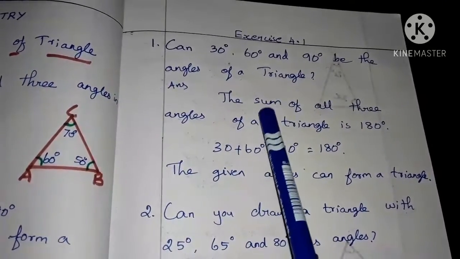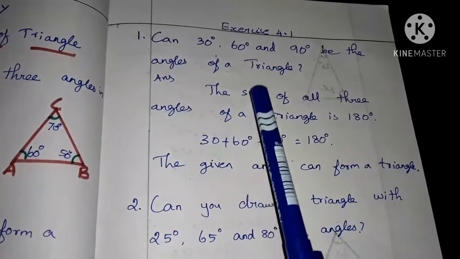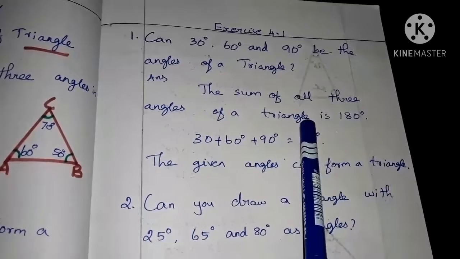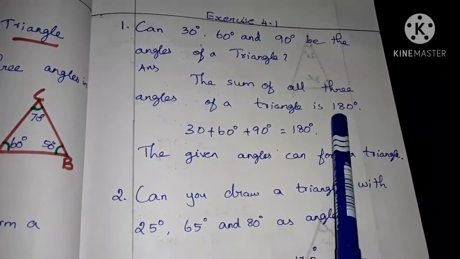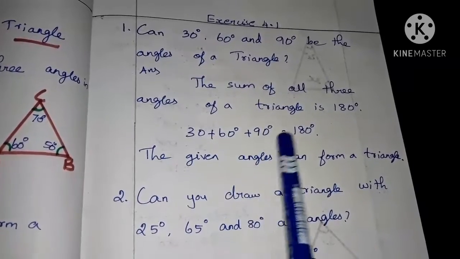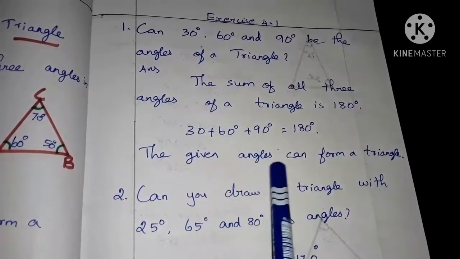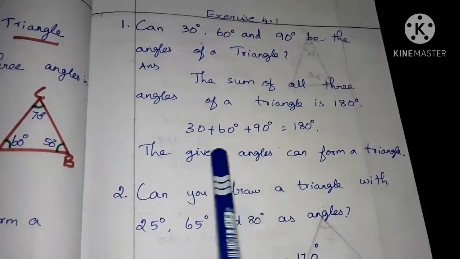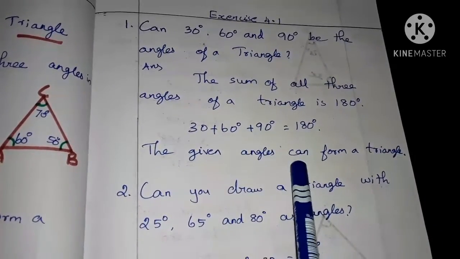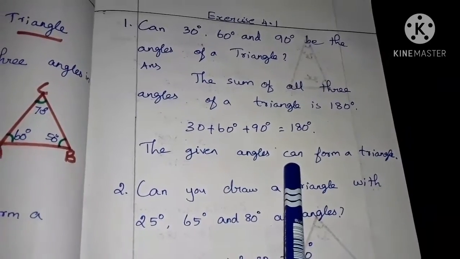So how can we find this? Yes, we know the property: the sum of all the three angles of a triangle is 180 degree. So 30 plus 60 plus 90. 90 plus 90 is 180. So the given angles can form a triangle because their sum is 180.